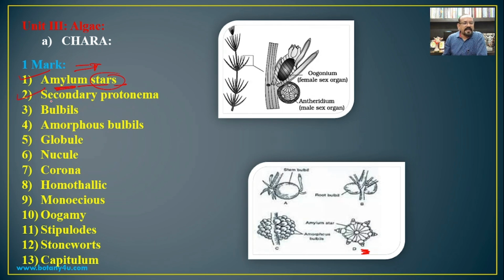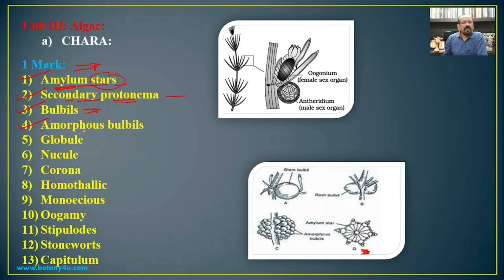Then secondary protonema, that is the protonema-like structures which develop from the nodal regions of the stem or the axis, and they are known as the secondary protonema. Again, it is a method of vegetative reproduction in Chara. Then bulbils are also developed from the axis as well as the rhizoids from the nodal regions, and after detachment from the plant body, they regenerate into the complete organism or the thallus.